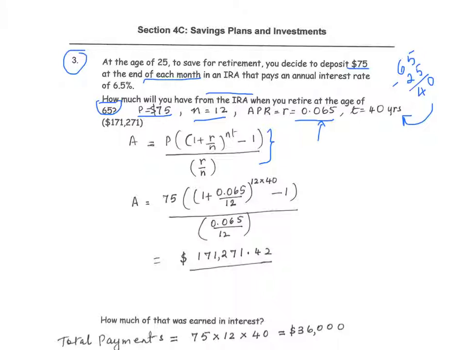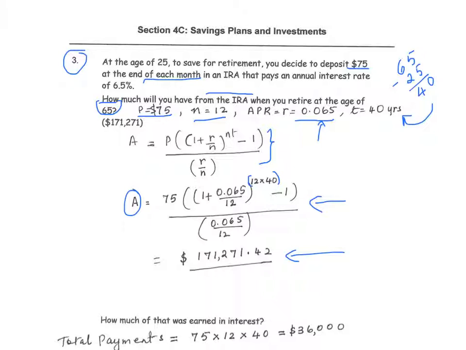We have all the information we need to figure out A. So we plug in all the numbers and enter all that into the calculator. Just make sure you're entering all the numbers with parentheses. Just copy this into your calculator, hit the enter button, and get your final answer, which is the accumulated amount. So if we deposit $75 monthly at an interest rate, annual percentage rate of 6.5%, then the total accumulated amount is $171,271 and 42 cents. So that is the accumulated amount.